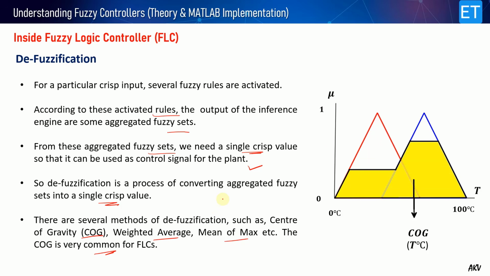This is an example of de-fuzzification. Here you can see that these two sets are aggregated, so you are getting this total final yellow area as the fuzzy output of the inference engine. To convert this into a single crisp value, we have used the center of gravity method. For this overall yellow area, we have found this crisp value, some T degrees Celsius, as the output. That is the use of center of gravity. We can use other methods also.